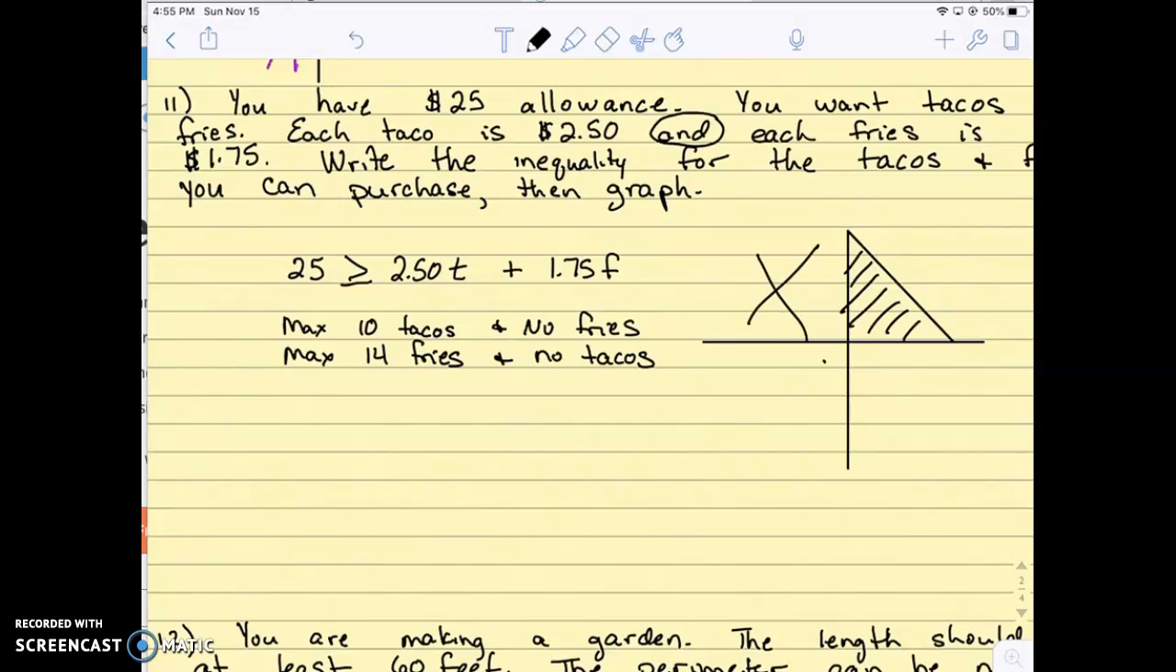We cannot go into the other 3 quadrants because you can't have negative fries and you can't have negative tacos, because that's gross. So since you can't have negative fries or negative tacos, we can't go into the second, third, or fourth quadrant with our solution here.